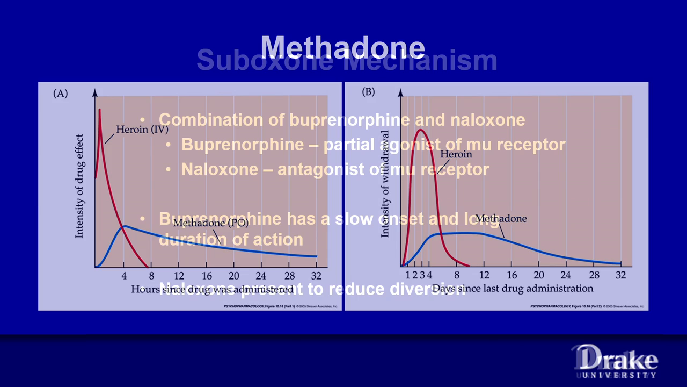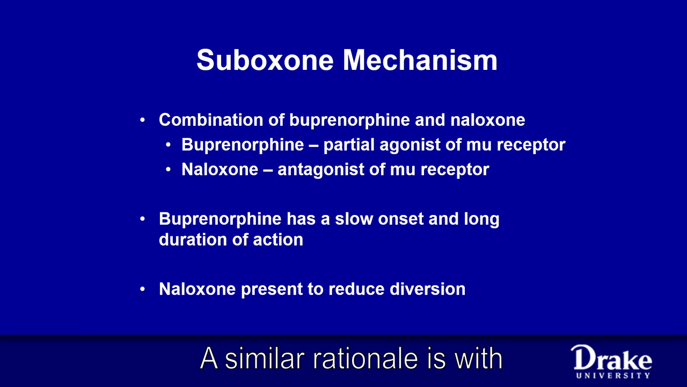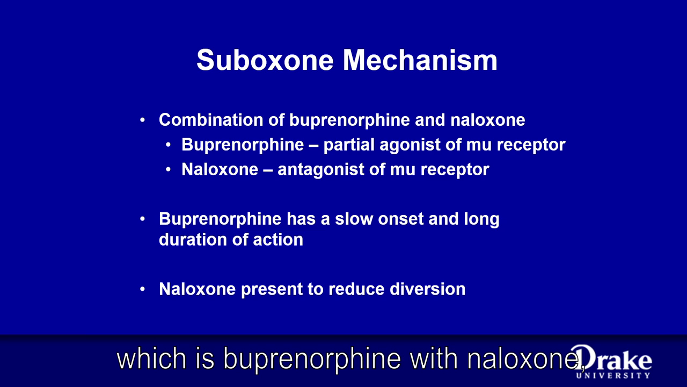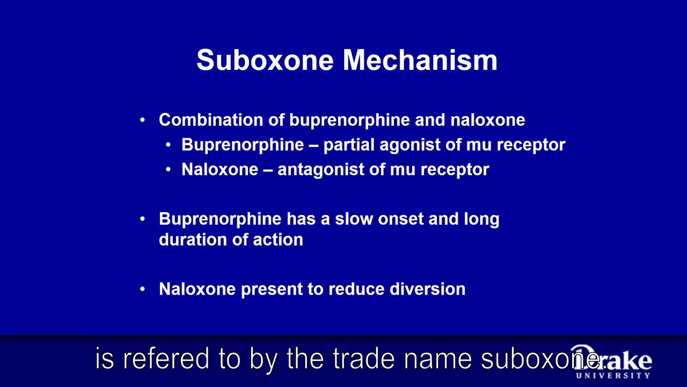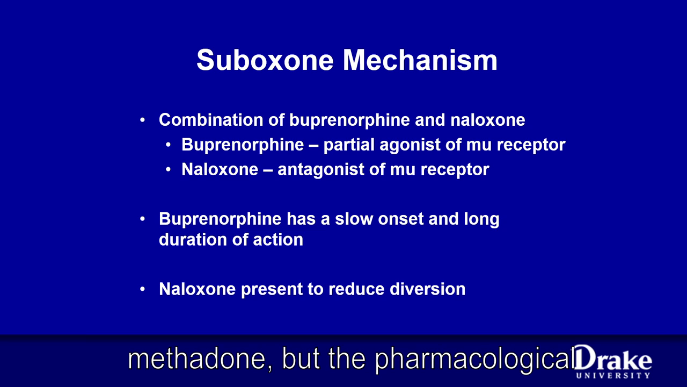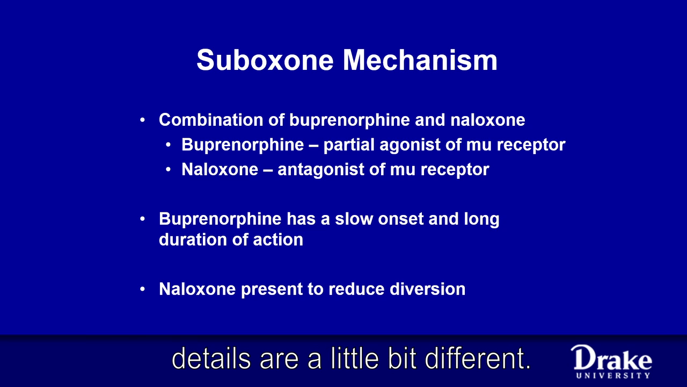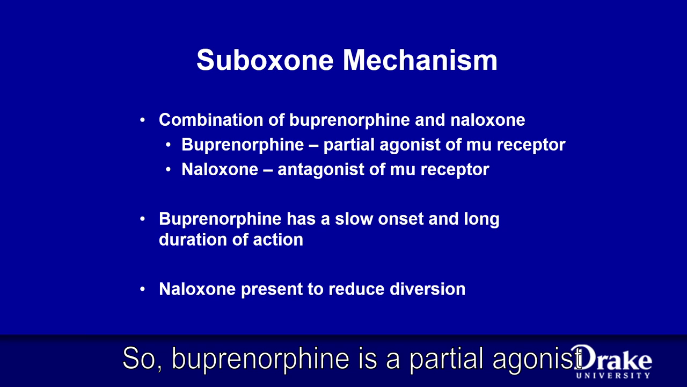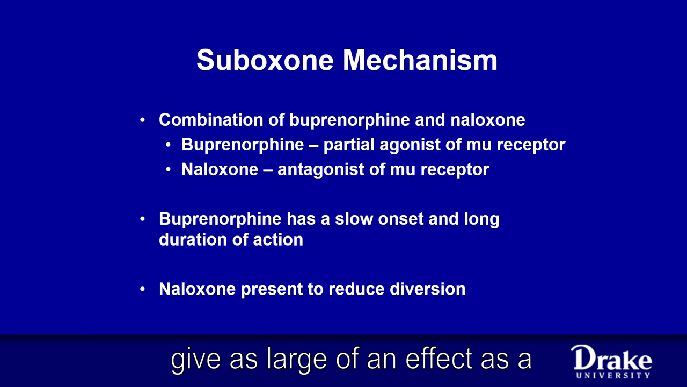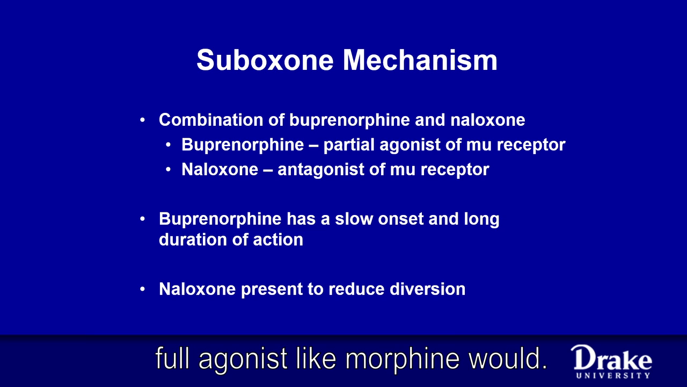A similar rationale is with buprenorphine. So the combination product, which is buprenorphine with naloxone, is referred to by the trade name Suboxone. Buprenorphine works similarly to methadone, but the pharmacological details are a little bit different. So buprenorphine is a partial agonist of the mu opioid receptor, meaning it binds the receptor and stimulates it, but doesn't give as large of an effect as a full agonist like morphine would.